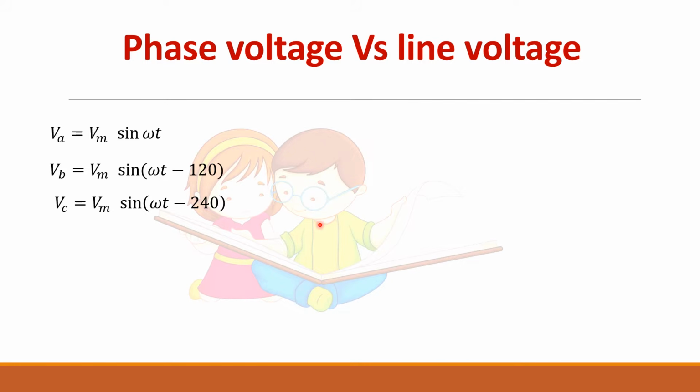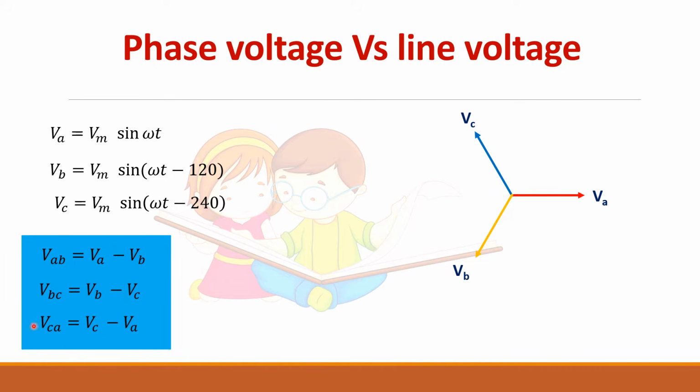To understand this 3-phase converter, you should know the difference between phase voltage and line voltage. We know the phase voltage waveforms VA, VB, VC: VA is given by Vm sin omega t, B phase is lagging by 120 degrees and C phase is lagging A phase by 240 degrees. Now let us draw the phasor diagram. This is VA, VB and VC. The phase difference is 120 degrees: here 120, here 120 and here 120 degrees.